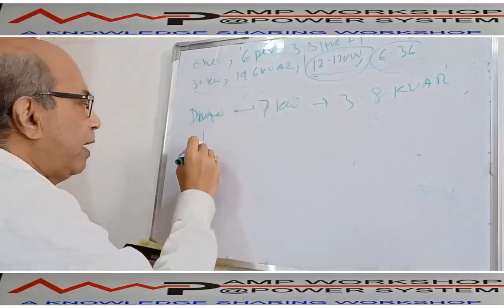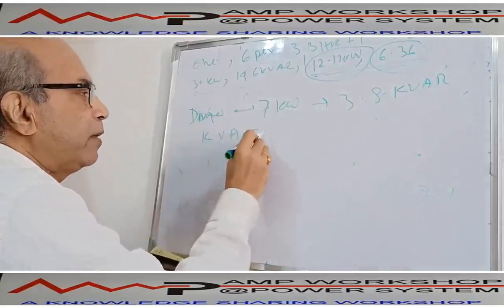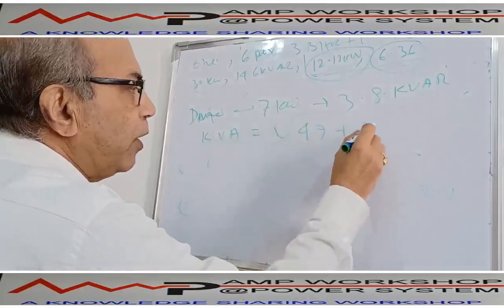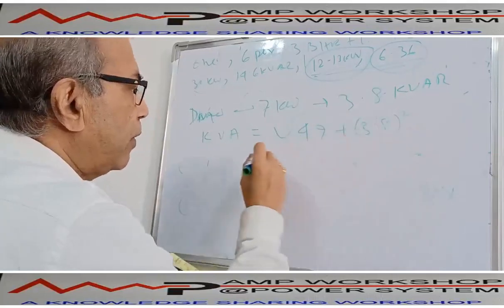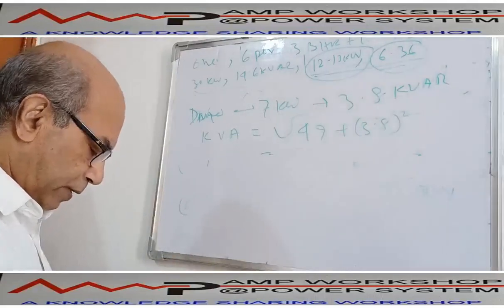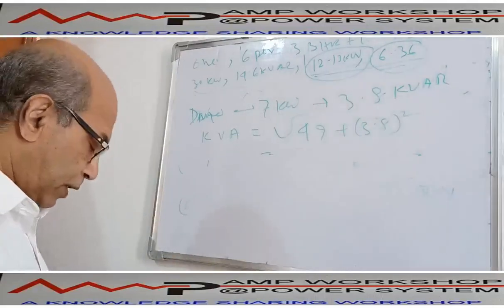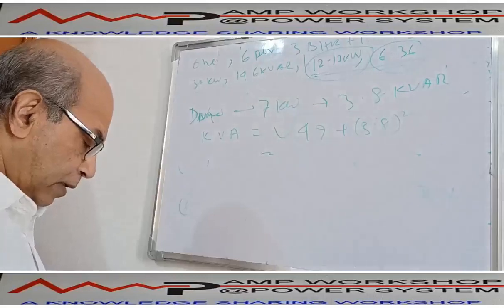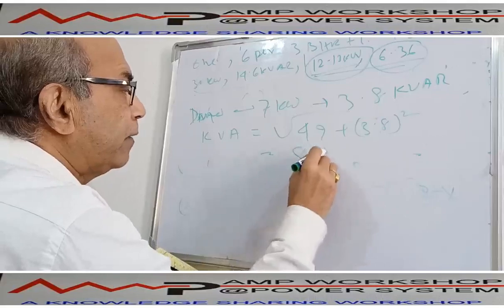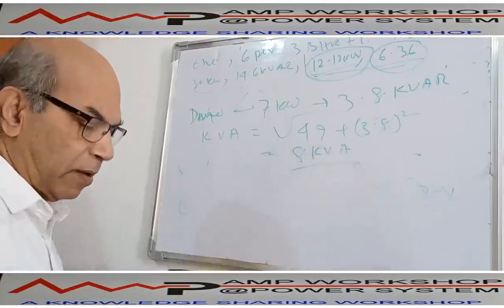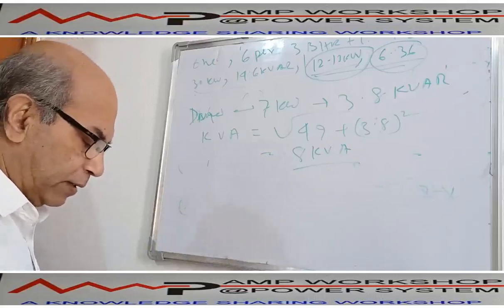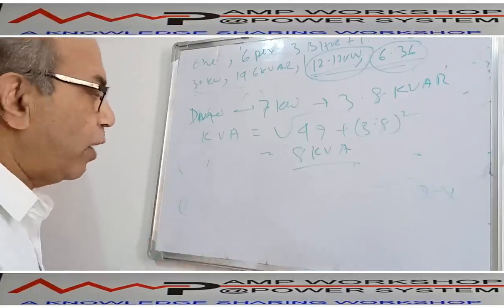So the corresponding KVA, how much? KVA equals the square root of 7 squared, which is 49, plus 3.8 squared. If you calculate this, you will get about 8 KVA. This is the total maximum demand coming on one apartment. We can calculate it this way. So this is about the one apartment.